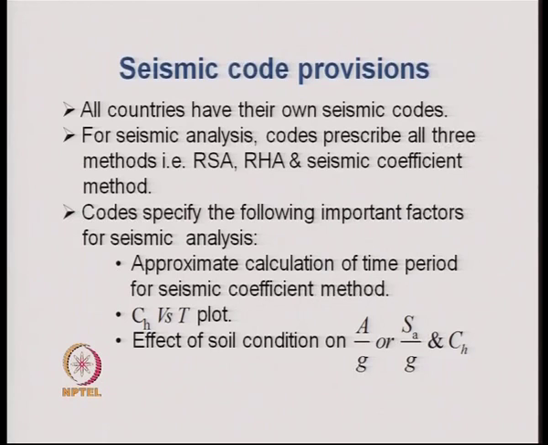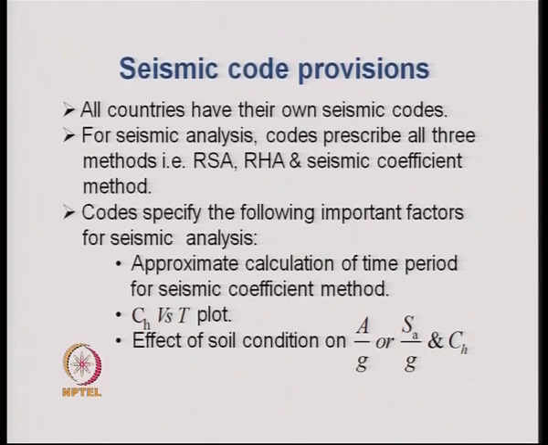The first one is the approximate calculation of time period for the seismic coefficient method. Then it provides a seismic coefficient versus time period plot. The third one that it specifies is the effect of soil condition on Sa by g, or the spectral acceleration normalized with respect to g, and the seismic coefficient.